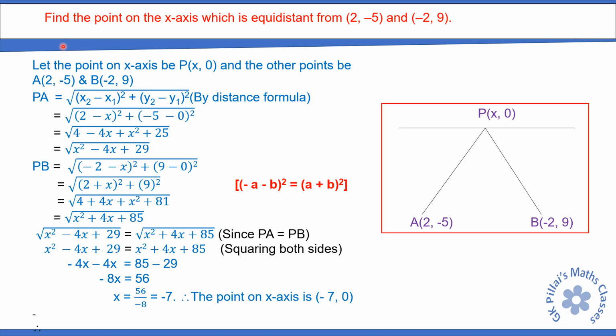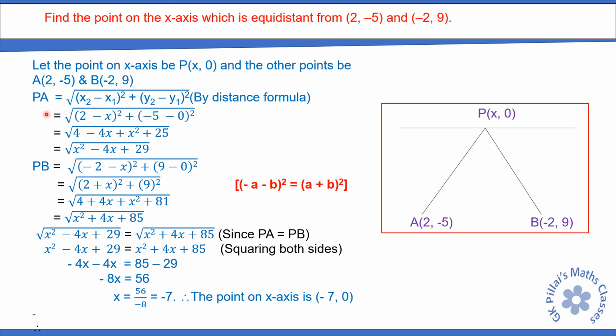The question is, find the point on the x-axis which is equidistant from these 2 points. Let us keep the point on the x-axis to be P(x, 0) and the other points be A(2, -5) and B(-2, 9). I have shown it here. Now, equidistant means we have to find the distance between the point P and A and also P and B.